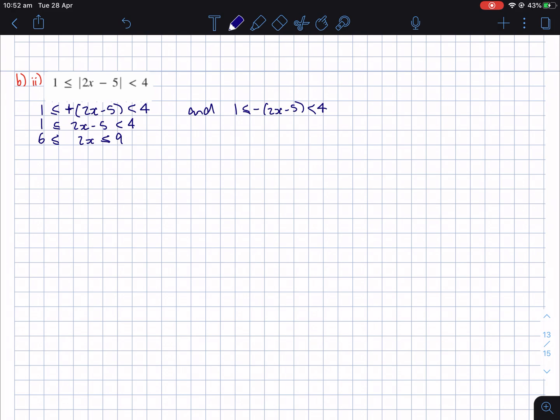And now I'm going to divide everything by 2. So I get 6 on 2, which is 3, is less than or equal to x is less than or equal to 9 on 2.